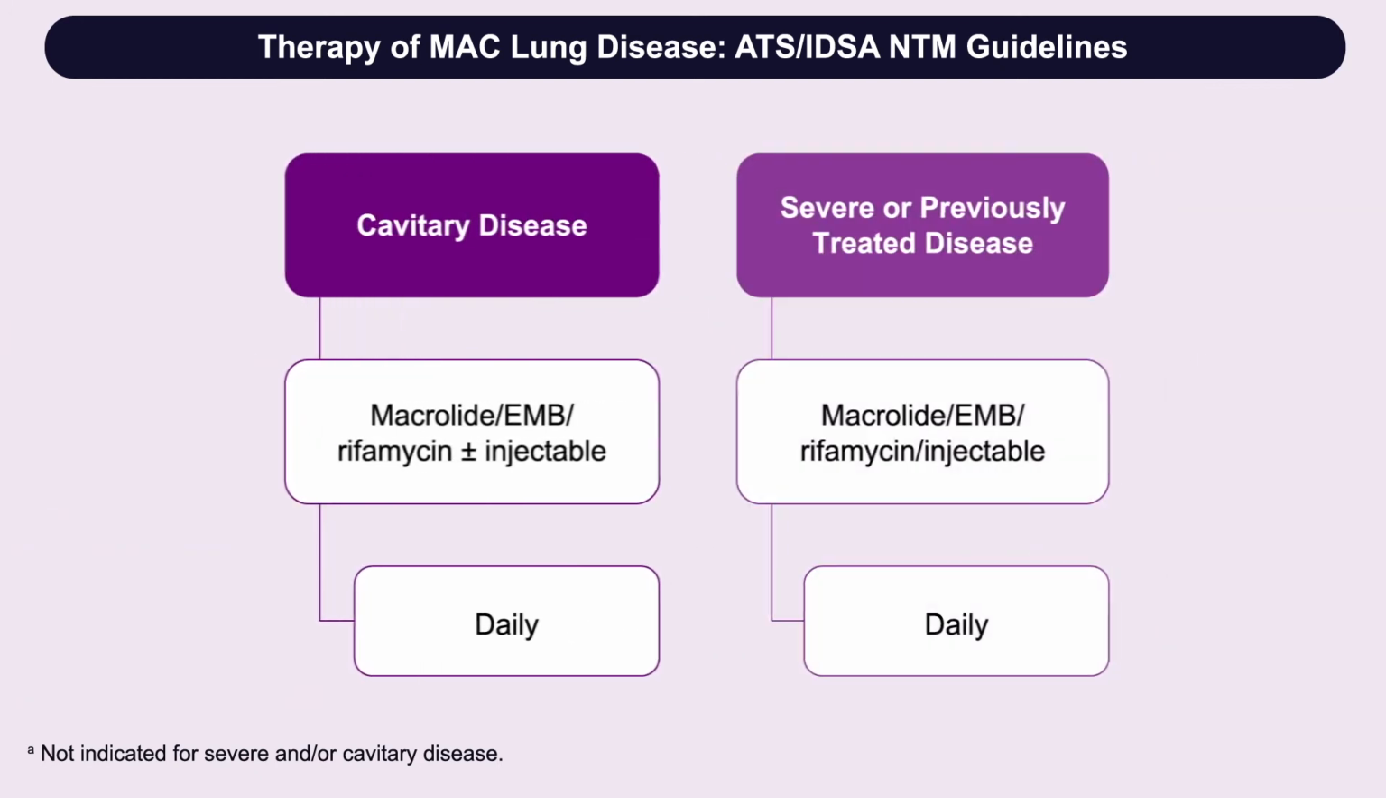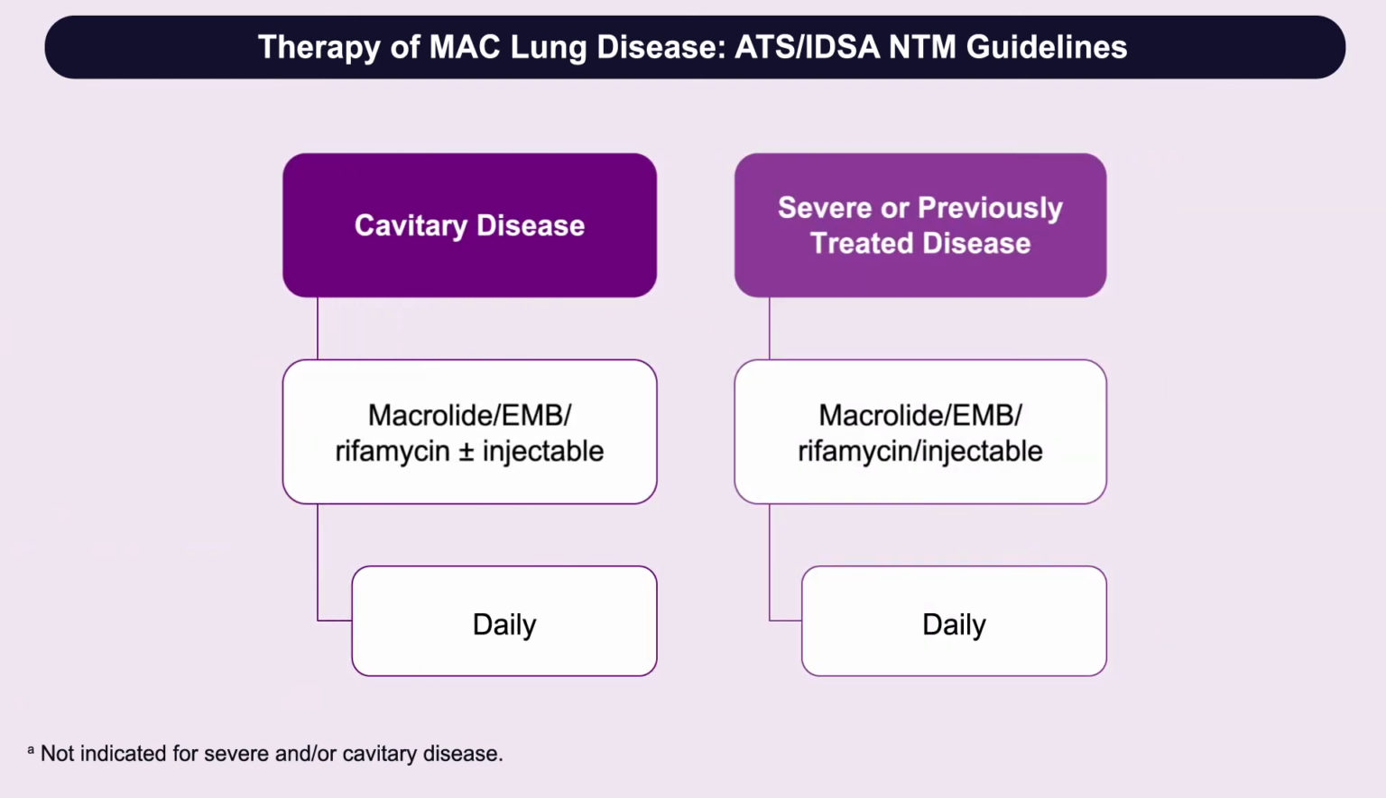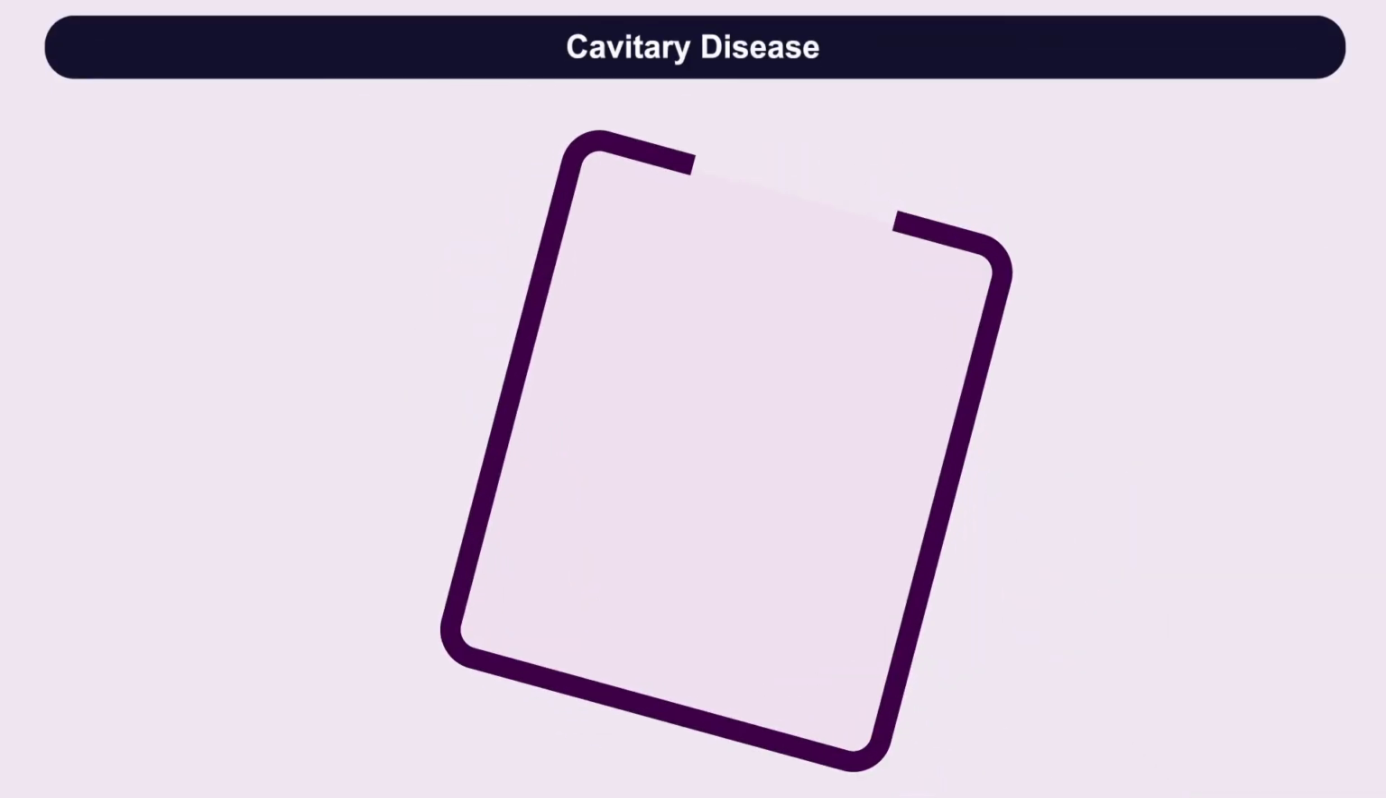If patients have cavitary disease or they're being retreated, we treat with daily therapy. If this is their first go around with treatment and they do not have a cavity, then you can start azithromycin, ethambutol, and rifampin. You can give it intermittently or daily. In terms of cavitary lung disease, I mentioned the use of amikacin.